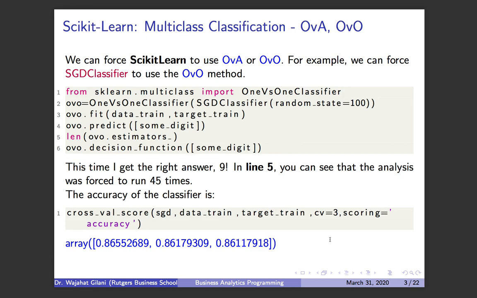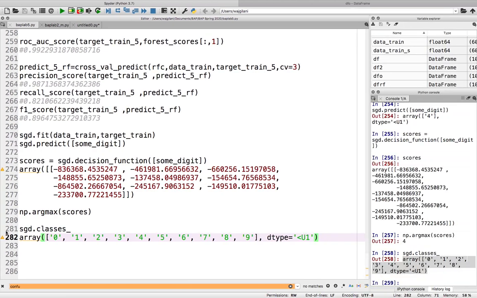Also vice versa. If there's a classifier that by default uses the 1 versus 1 method, we can force it to use the 1 versus all method as well. In this case, we're going to force a 1 versus 1 classifier. So here, let me import my 1 versus 1 classifier method. Explicitly, I'm calling this explicitly. Let me comment these guys out so I don't get errors.